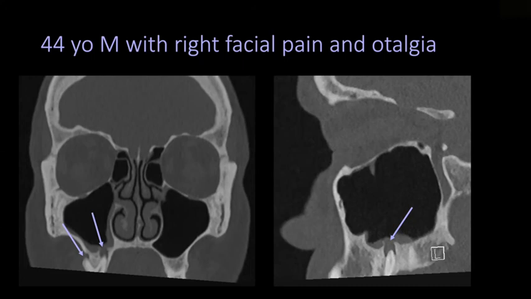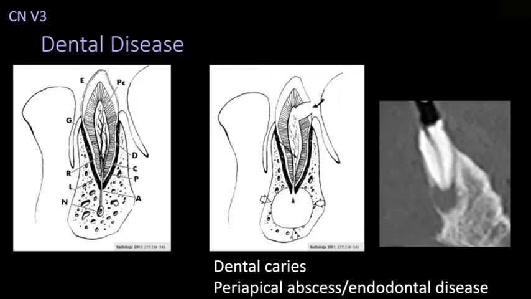You can also see that there is associated inflammatory disease with polypoid mucosal thickening in the alveolar recess of the right maxillary sinus. As I mentioned, dental disease is the most common cause of referred otalgia, and the clinician should carefully inquire about the patient's dental history, conduct a careful inspection of the dentition, and they'll often gently percuss each tooth individually. That can help elicit the pain and identify the involved tooth.